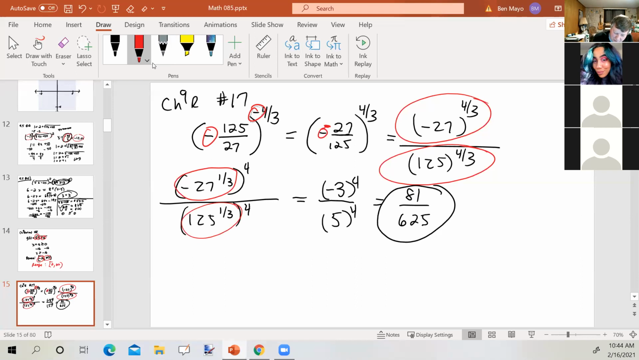Okay, so when you flip it, the negative sign still applies, but this becomes a positive exponent. So flipping it just gets rid of the negative sign on the exponent. It doesn't get rid of the negative sign inside. Okay. Okay, well, thank you.